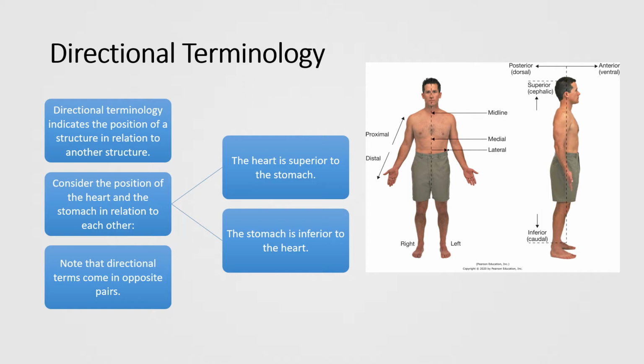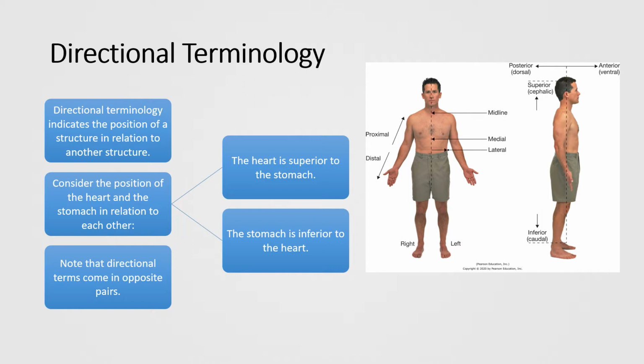For example, consider the position of the heart in relation to the stomach. So the heart is superior to the stomach. However, the stomach is inferior to the heart. And what you'll note is that directional terms always come in opposite pairs.